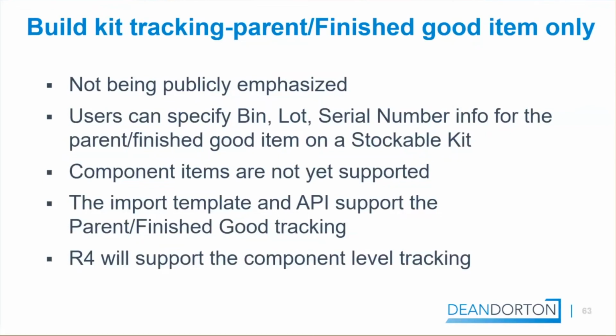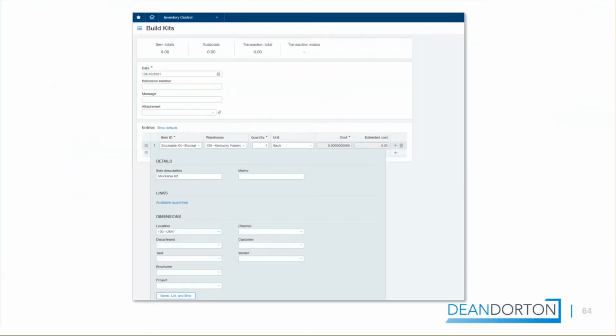It does accommodate bins, lots, serial numbers, all of those things, stockable kits. Component items are not yet supported in this. R4, which will be due in November, will support the component level tracking. So again, they get these features out, they get some things working to handle at least some level of customer need, and then they continue to add to this functionality on a quarterly basis to improve the tools that are there.